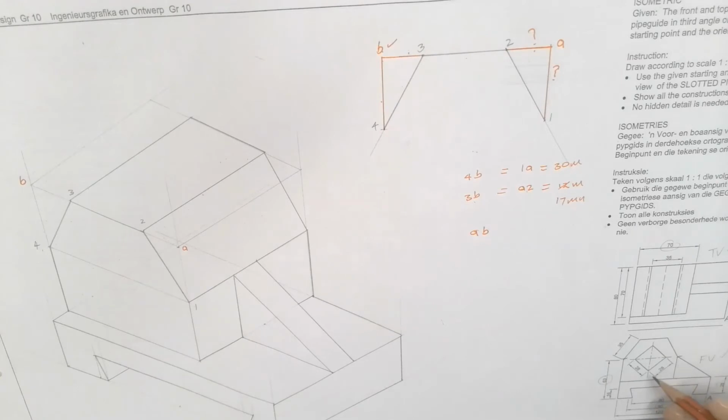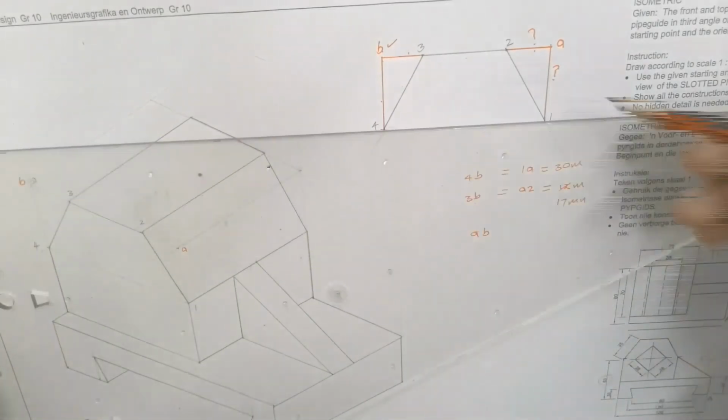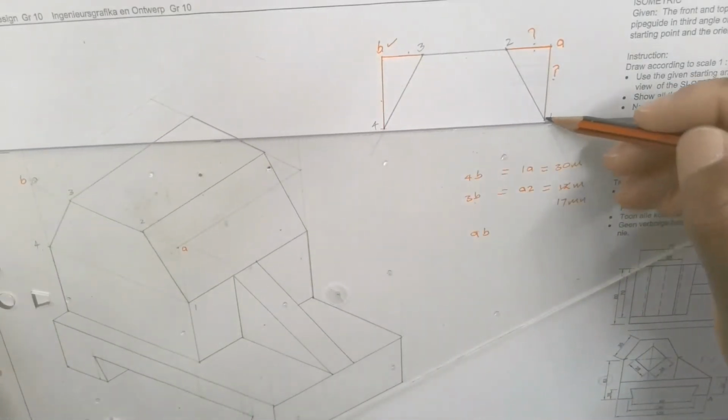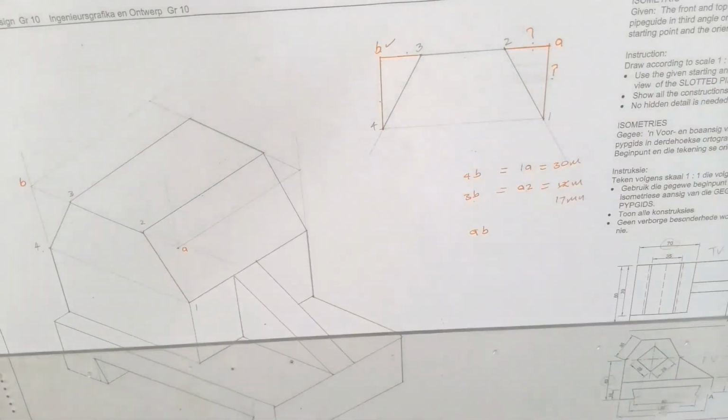And remember, in order to draw a square, we need to use a 45 degrees set square. In this case, the 45 degrees set square will be used in order to draw that. Now, let's join 1, 4. We're going to join 1, 4. All right. Why are we joining 1, 4? We want to get this correct.